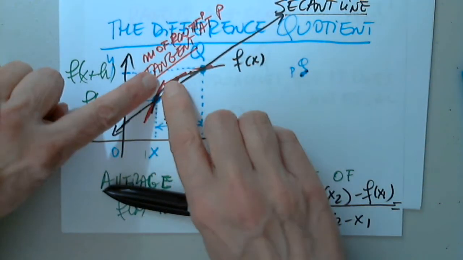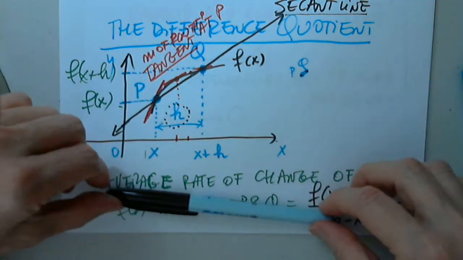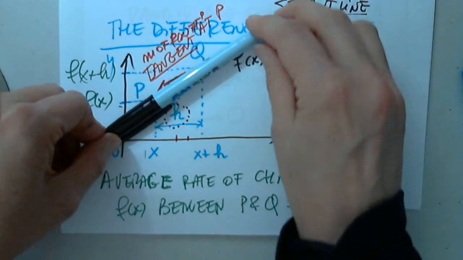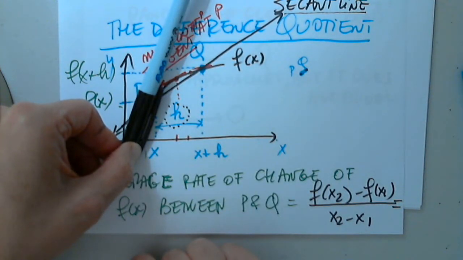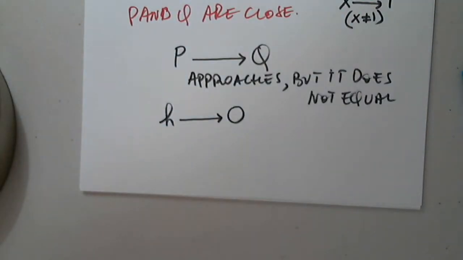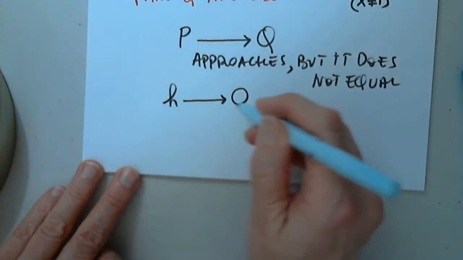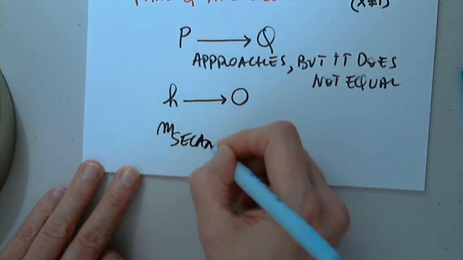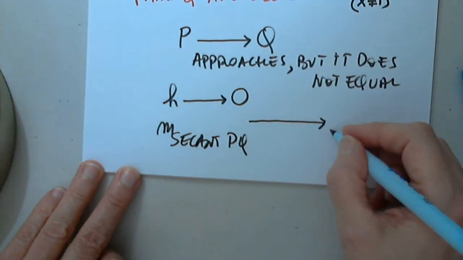We are trying to explain how we get the slope of this line. So as Q gets closer and closer to P, the secant line becomes the tangent line. Gets closer and closer. I shouldn't say becomes. So as P gets closer and closer to Q, or Q gets closer and closer to P, H approaches 0. So then the slope of the secant line PQ will get closer and closer to what?